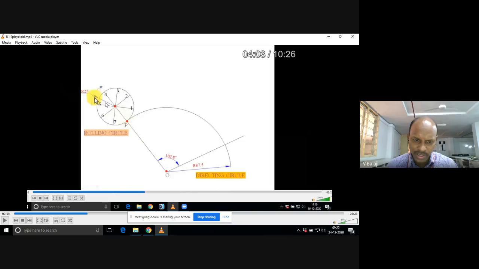So what I said: extend the OP line further and mark, at a distance of 25, the center of the small circle. Draw a circle of 25 radius. Now number the parts. There are 8 parts; for convenience we have divided the circle into 8 parts with a protractor. Since it is rolling in the clockwise direction, the numbering is in the anti-clockwise direction.